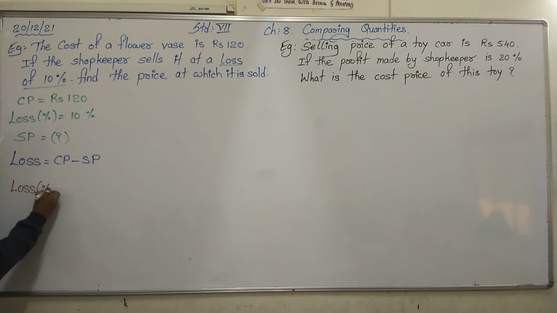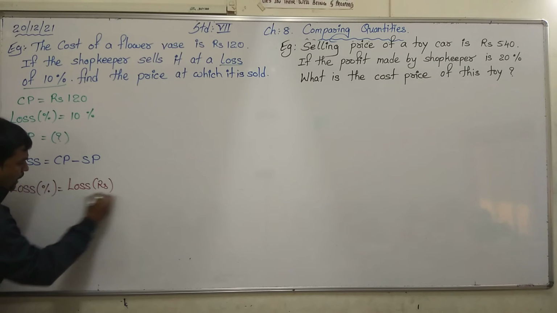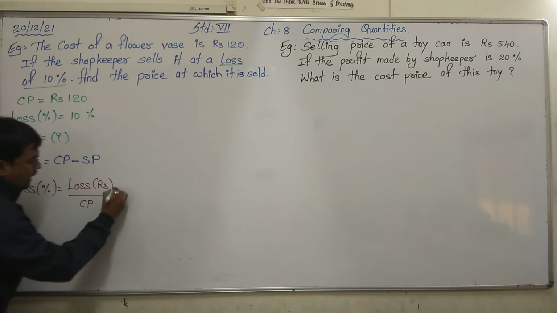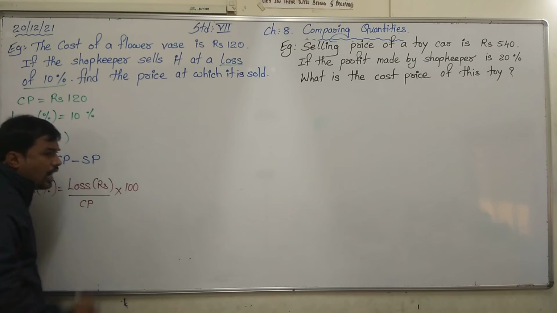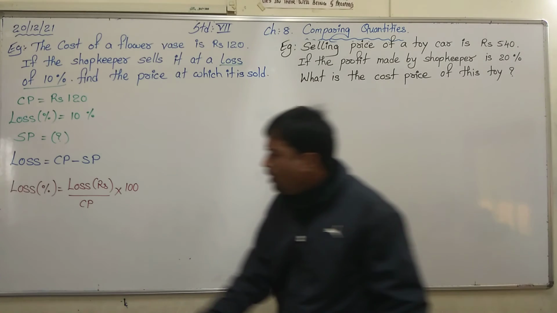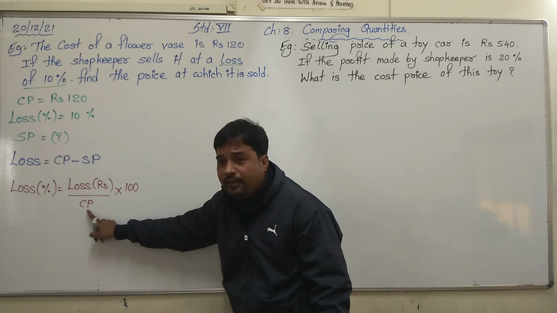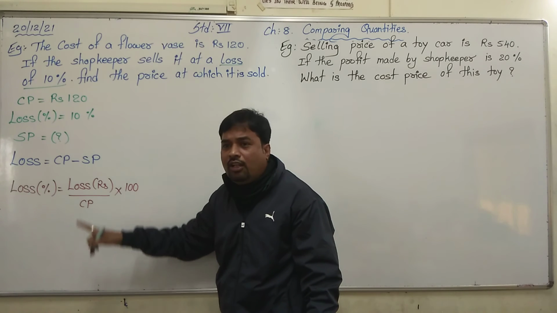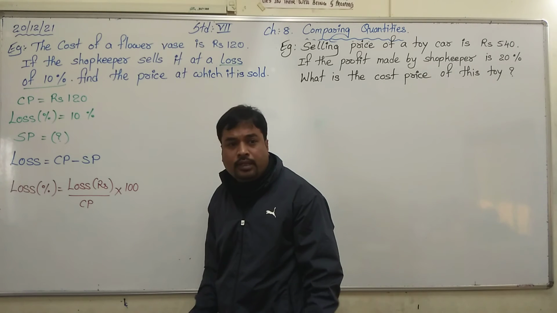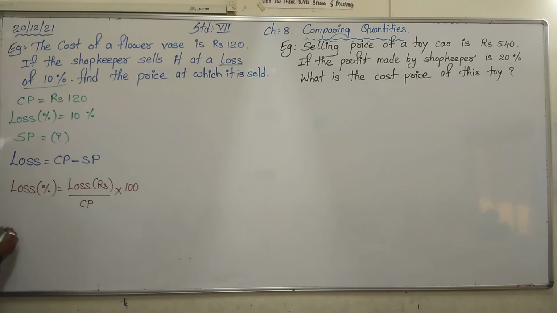percentage is equal to loss in rupees upon CP multiplied by 100. Right. Do you have loss in percentage? Yes. Do you have CP? So I can easily find loss in rupees. Form an equation. Therefore, what is loss in percentage? 10 is equal to loss in rupees.